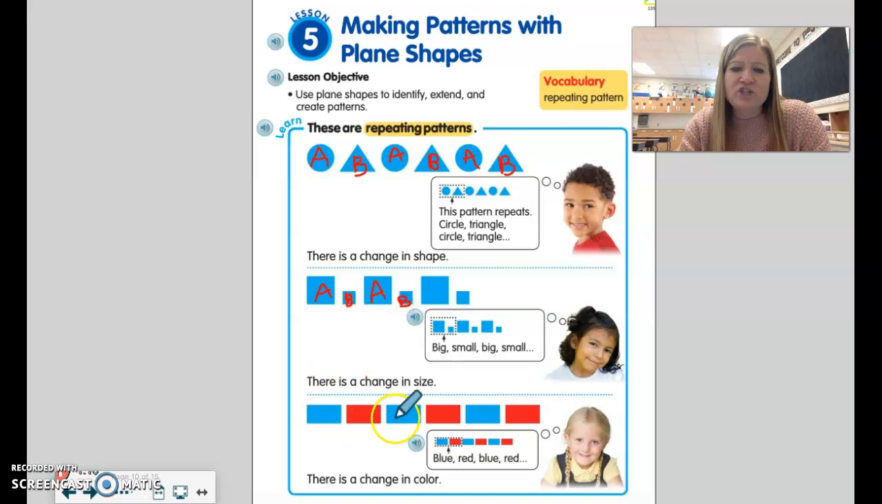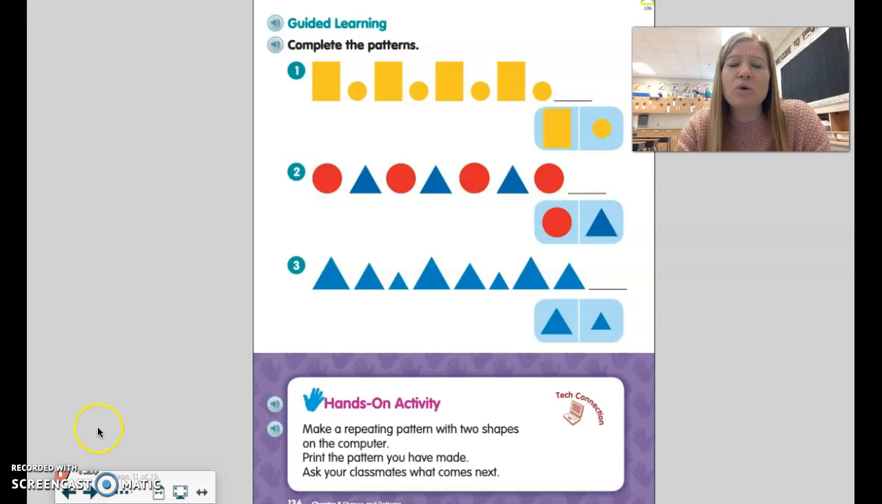The next one is a change in color. So it goes blue, red, blue, red, blue, red. Still an A-B pattern. So taking a look at this one, which would go next? We have rectangle, circle, rectangle, circle, rectangle, circle, rectangle, circle. You got it. Rectangle would go next.